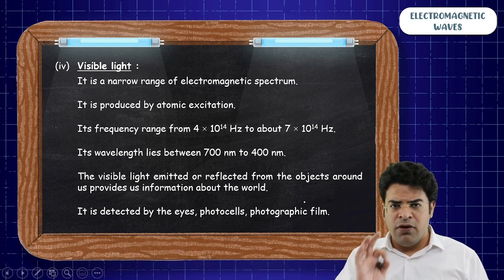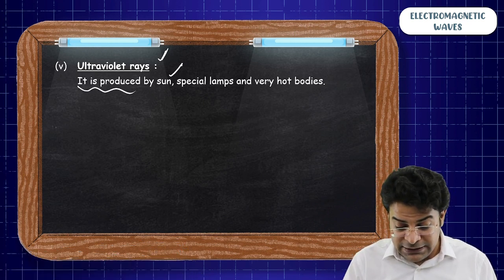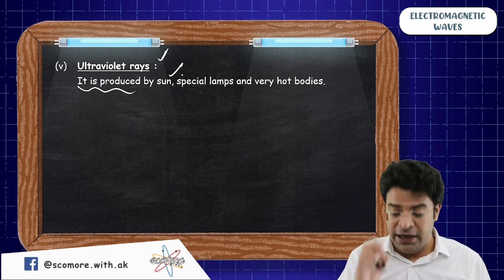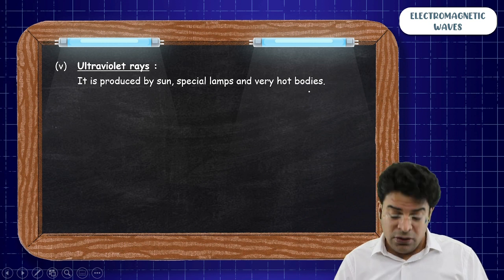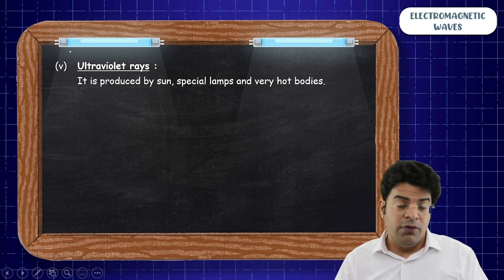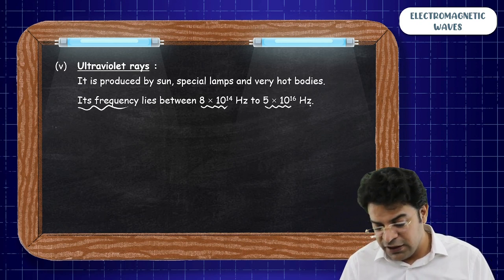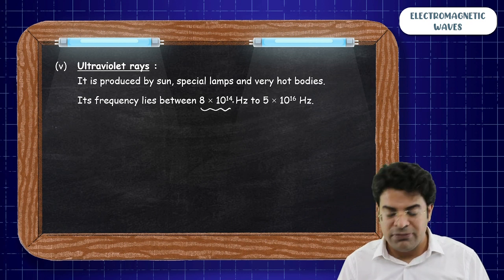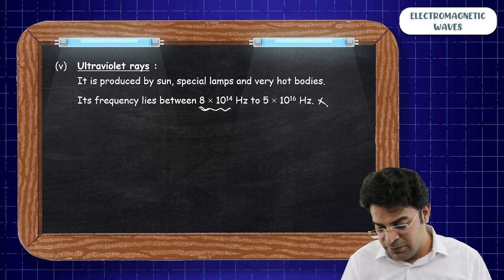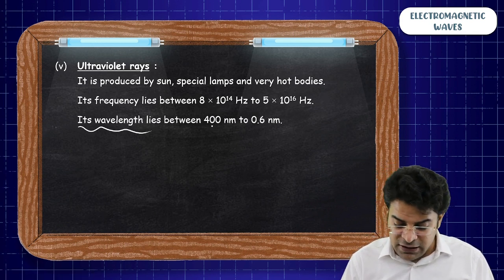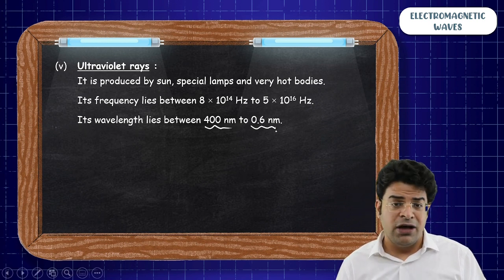The next type of wave we are going to talk about is ultraviolet rays. It is produced by the sun or things at very high temperature, special lamps and very hot bodies. Now this is something important for all future doctors. Its frequency lies between 8 × 10^14 and 5 × 10^16. Sir, do you remember this? Yeah, the lower limit I remember because for visible light we have taken 7, so here 8, but I do not remember the upper limit. Its wavelength lies from 400 nanometer to 0.6 nanometer. I remember this 400, but this 0.6 I do not remember.